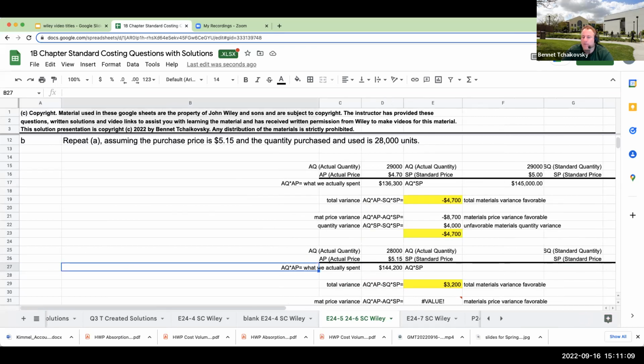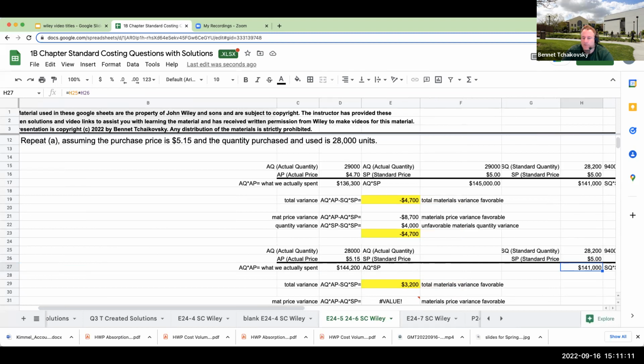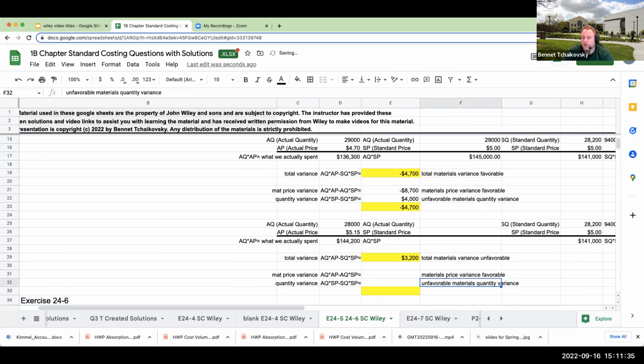So my total amount that I spent on materials is going to be unfavorable, right? Because over here, I actually spent 144. My standard is 141. Remember, they said to now assume 28,000 and 5.15. So this is going to be unfavorable. Now, to do the same process, I want to isolate the other variances. So let's do this over here.